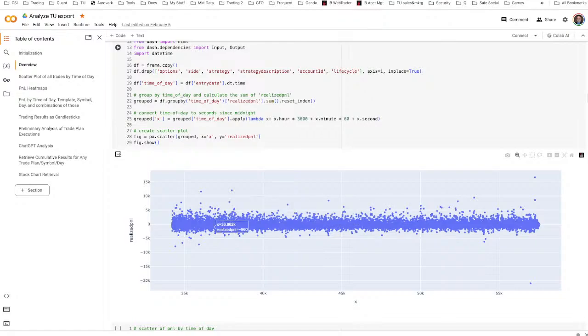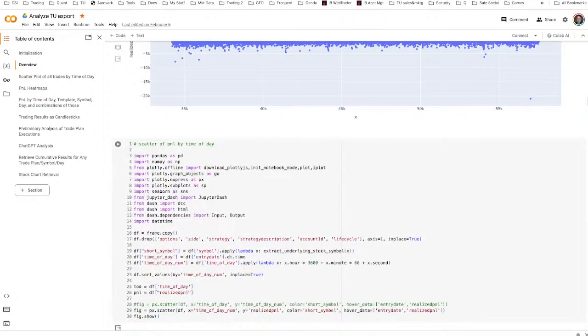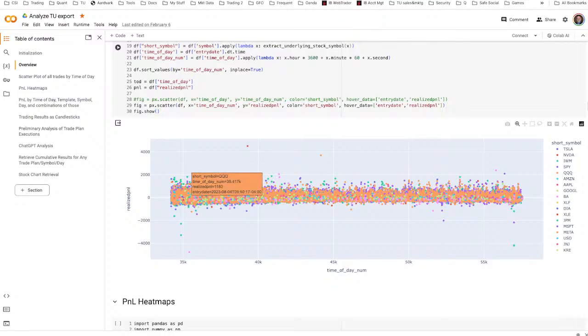But this is time of day on the x-axis, and this is realized P&L. So you can see these big winners and big losers. This is actually color-coded by symbol. Here are the colors.